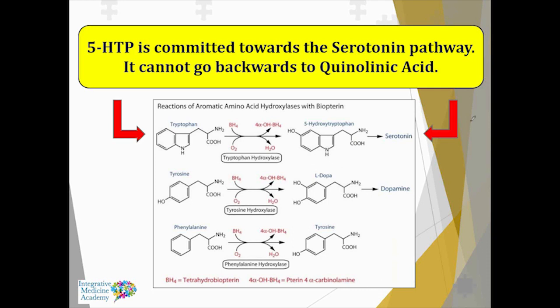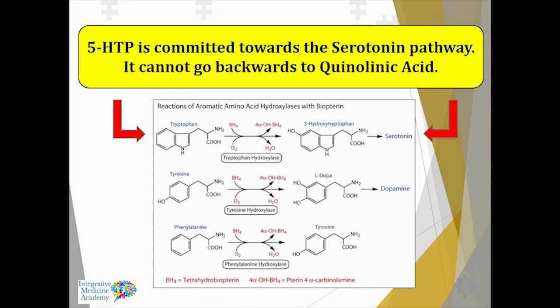There's certain people that get benefit. But my rule is, and this is one of the reasons I do the organic acid test, I want to make sure somebody doesn't have a chronic infection or that they don't already have elevated levels of quinolinic acid. Because in those cases, using tryptophan usually is not a good idea.